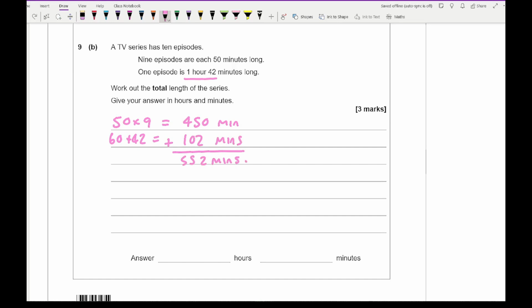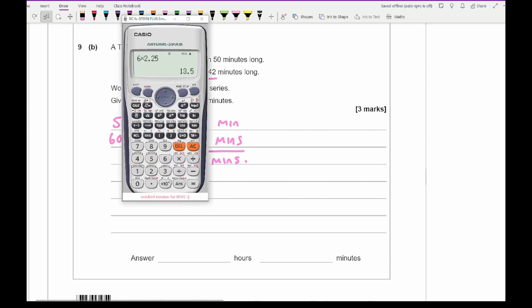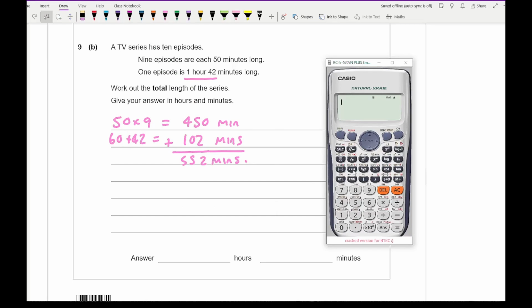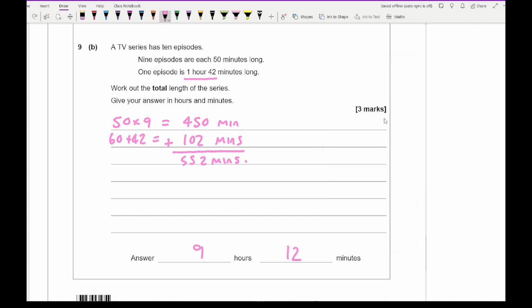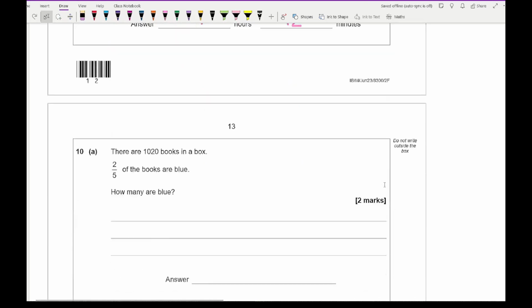And then if we want to convert this into hours and minutes, all we need to do is use the time feature on the calculator. So if I enter 0 and then 552 minutes, with no seconds, press this, press equals, and it converts it for me. So here we've got 9 hours and 12 minutes. And again, if you've worked it out any other way, then that's absolutely fine, as long as you got the answer of 9 hours 12 minutes. I just thought I'd show you how to do that on your calculator.